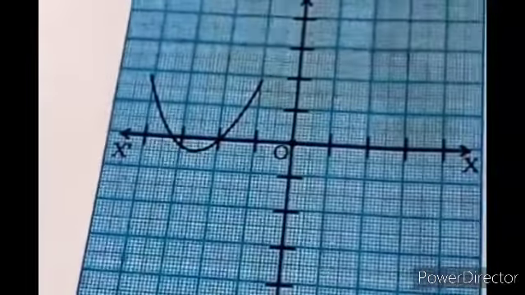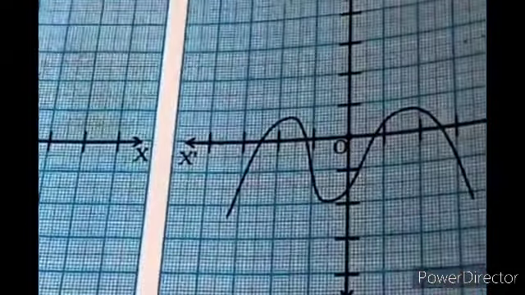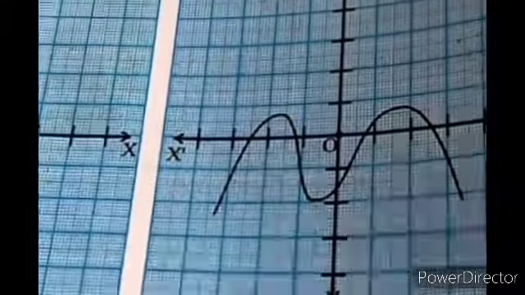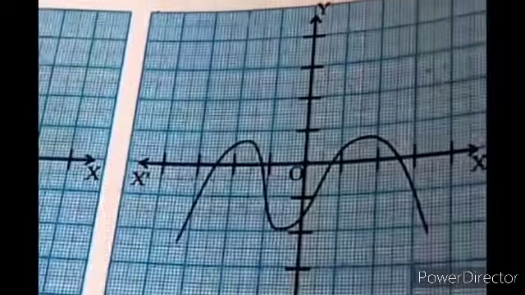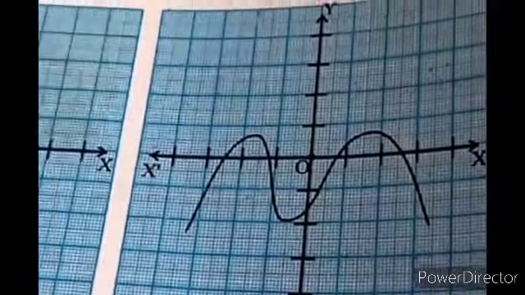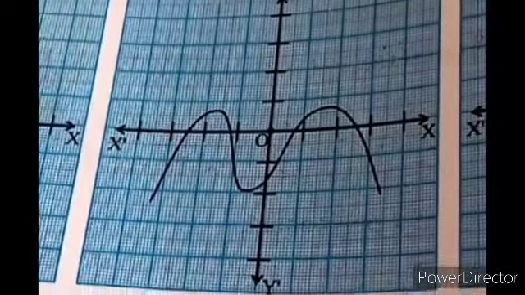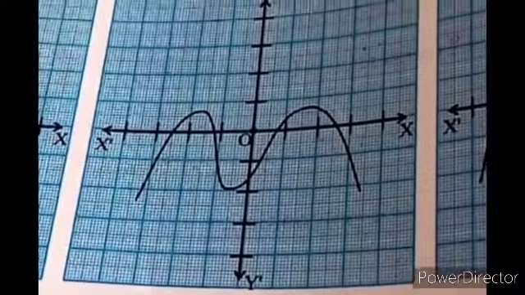Next, in the fourth, at 2 different points the curve touches the x-axis. So it has 2 zeros. In the fifth question, at how many points does it touch the x-axis? 4. At 4 different points this curve touches the x-axis. Once increasing, decreasing, increasing, again decreasing. Those are 4 different points.